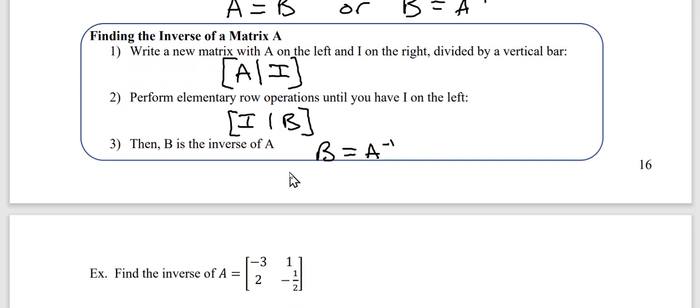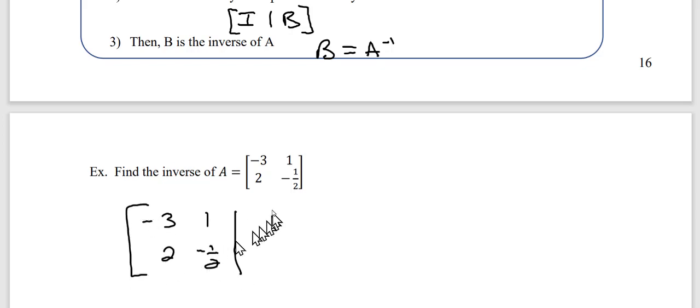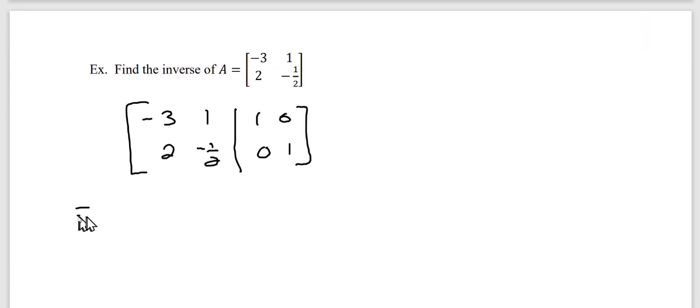You should be at this point asking yourself, why are we talking about inverse matrices? I promise we'll get there. Find the inverse of this matrix: -3, 1, 2, -1/2. We write the identity matrix over here. Remember those elementary row operations? We need to do those again.